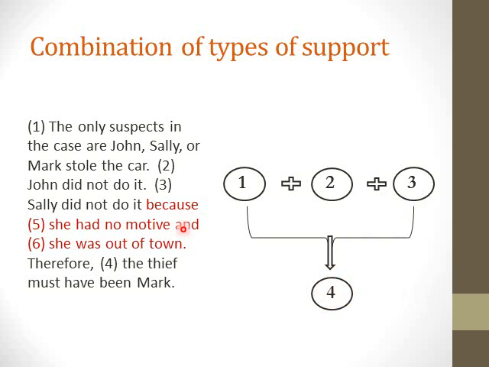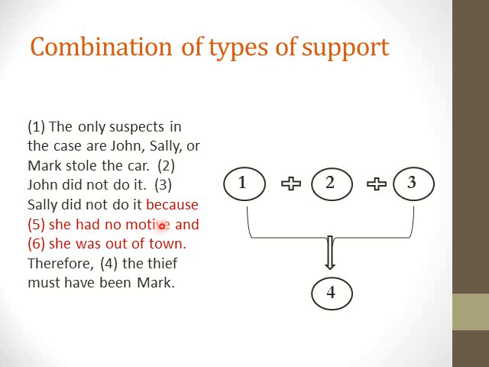But here we have to add in our diagram these extra premises which give support for 3. So 5 says Sally had no motive, and 6 says Sally was out of town. So each of these gives support for 3. Now we have to ask, do these support the 3 independently, or do they need to be linked up in order to support 3? And the answer is the former, right?